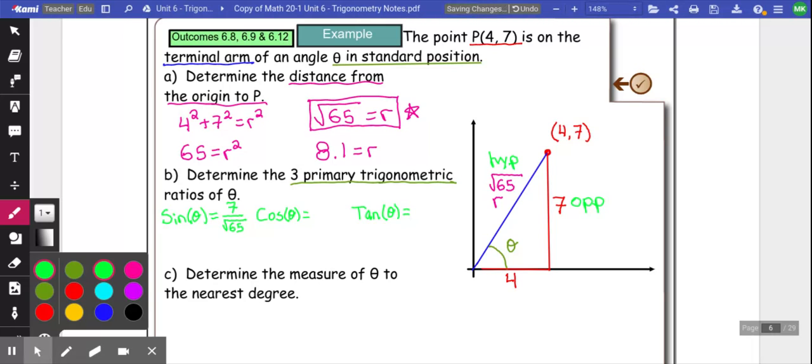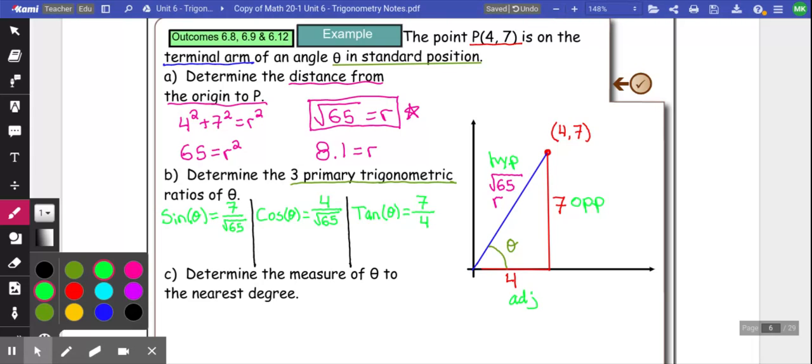Cos is adjacent over hypotenuse. So if you want to do the cos of something, it would be the adjacent, which is 4, divided by root 65. The tangent is opposite divided by adjacent. Opposite is 7. Adjacent is 4.